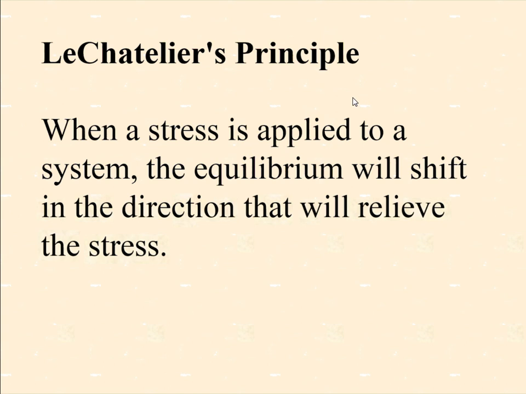When a stress is applied to a system, the equilibrium will shift in the direction that will relieve the stress. K will remain the same. Okay, stress to the system does not mean changing temperature, changing K. It means we do something to the product side, reactant side, the system itself, all sorts of things. And because equilibrium is always seeking K, whatever influence we've put on the system, our system will adapt to return the system back to equilibrium.